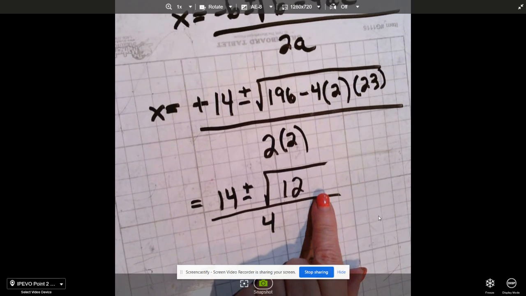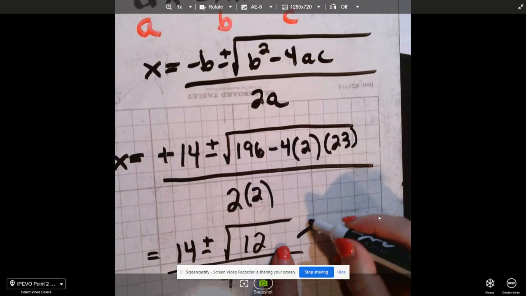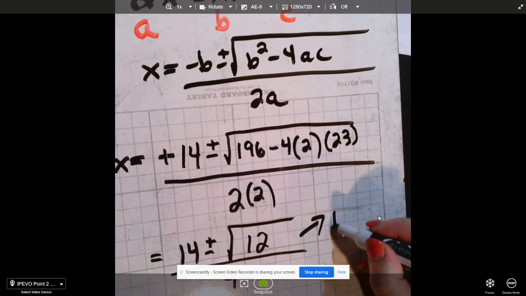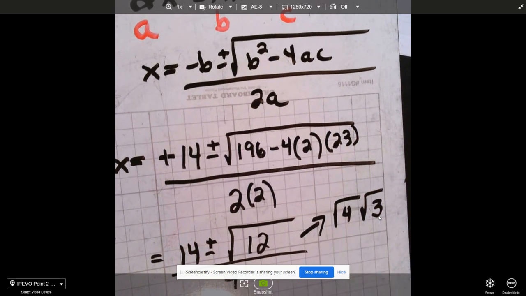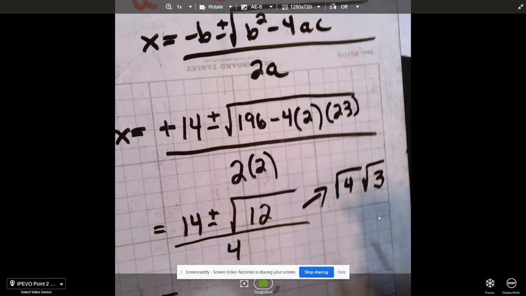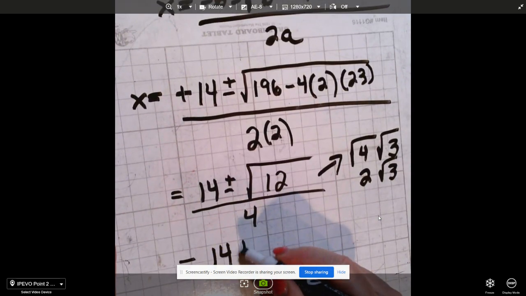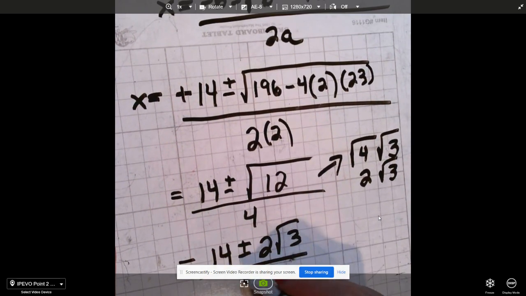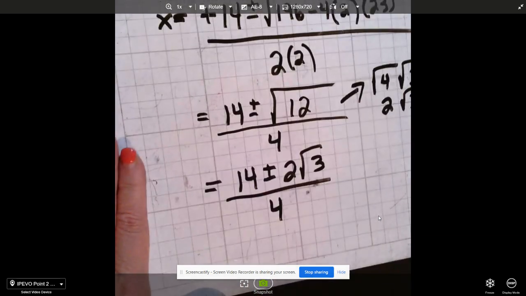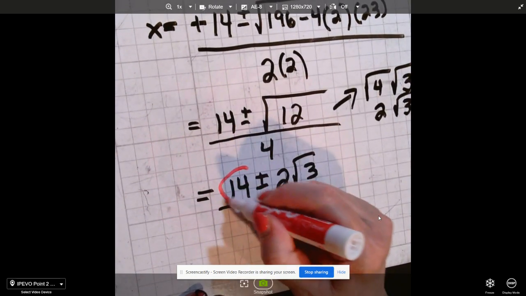Well, I know the square root of 12 can be simplified, so I should simplify that radical. So if you remember, I can write the square root of 12 as the square root of 4 times the square root of 3. But the square root of 4 is 2, so that will be 2 times the square root of 3. So I can rewrite this as 14 plus or minus 2 times the square root of 3 all over 4.